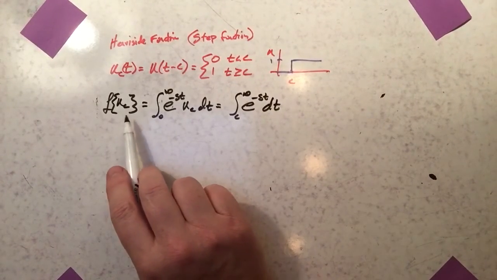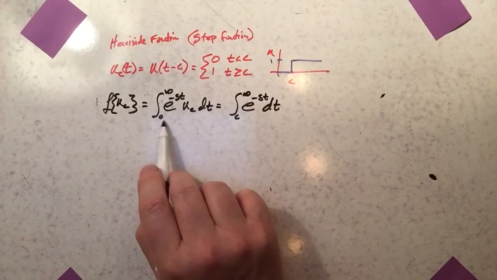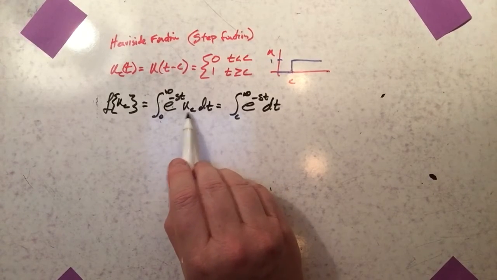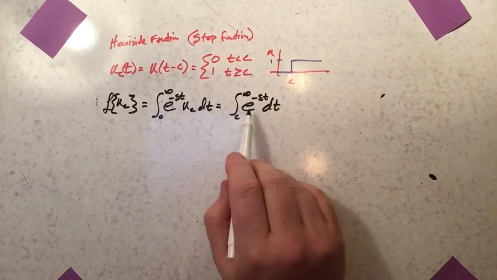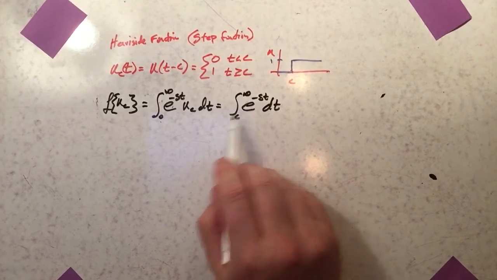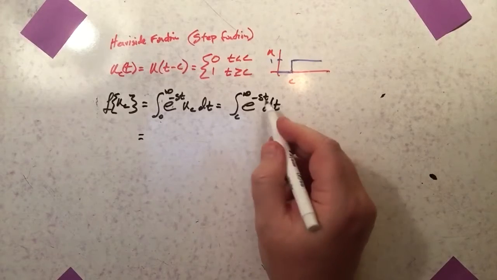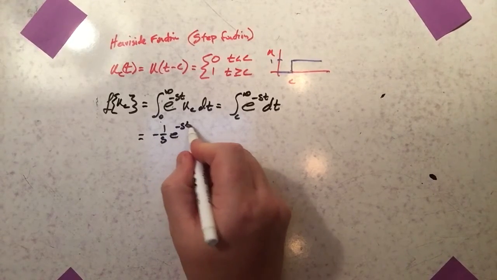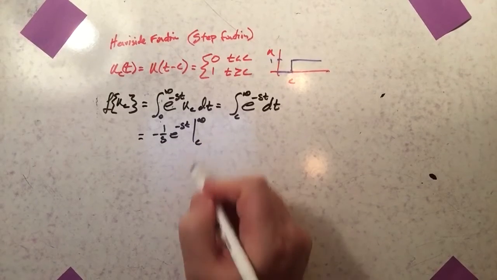So the Laplace transform simply falls apart, and all we do is change the lower limit to compensate for what the step function, the Heaviside function, does to it. So now we just evaluate this integral, and of course that's going to be negative 1 over s e to the negative st, evaluated between c and infinity.